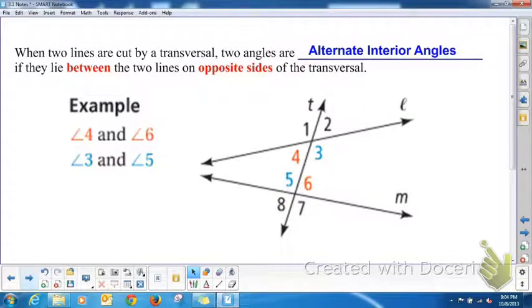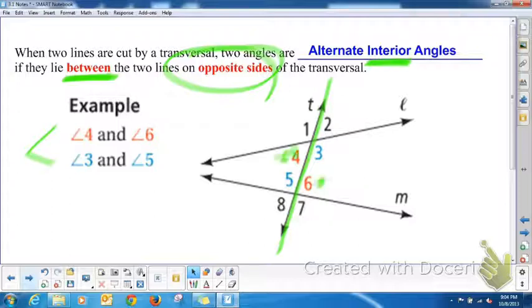Then we have alternate interior angles. The only difference here is that these are on the inside, between the 2 lines. But they're on opposite sides of the transversal, just like the alternate exterior. But these ones are interior. They're inside. And again, 2 pair.